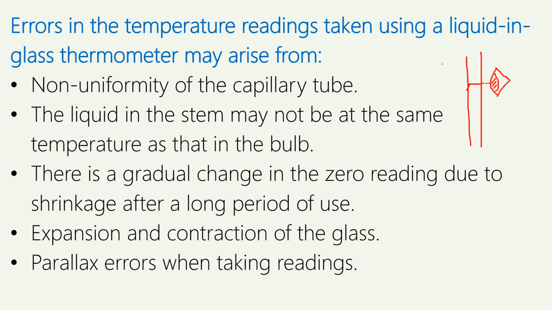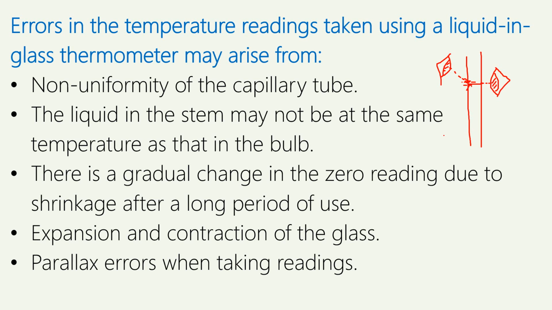On the other hand, because of parallax, someone may read from here. When someone is reading from here, they may end up taking a wrong reading. They may read a temperature around here instead of reading the one around this point. So that is an error which results due to parallax.